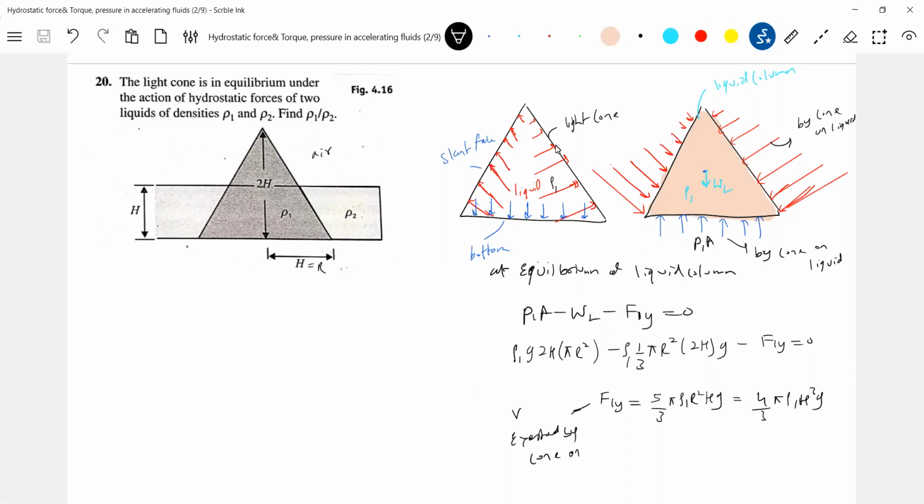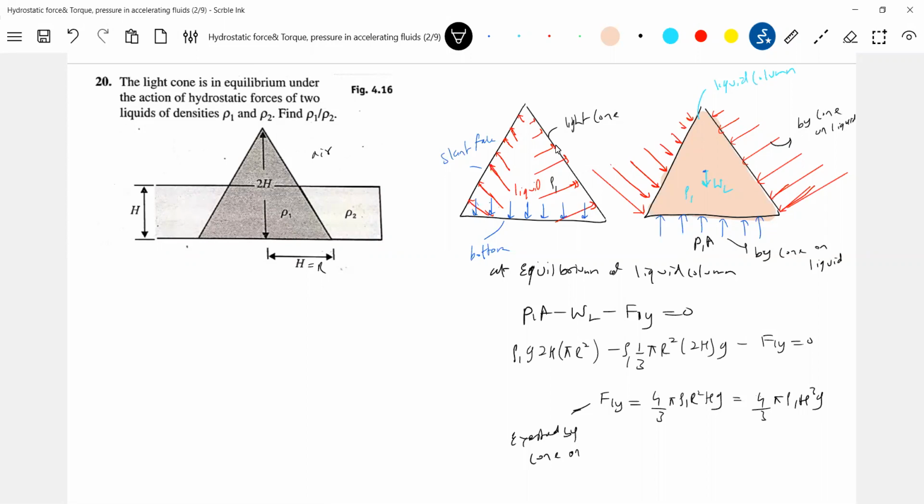Sir, we get 4/3 only, sir. 4/3 only. Yes, sir. Okay. So what should I call this F1y? The force exerted by the slant face of the cone on the liquid, not net force. I think we should not go for this one. Or total resultant, it should be.